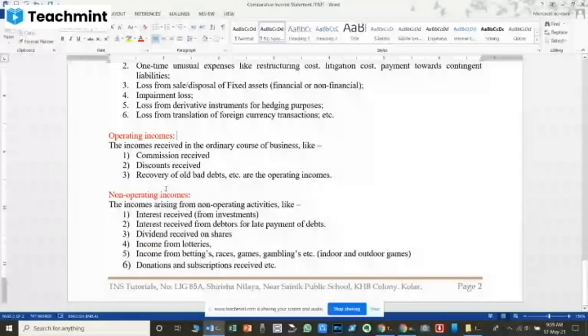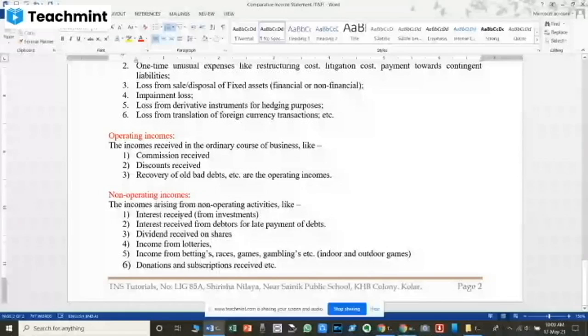Next, non-operating incomes. Any incomes derived from the business, but not directly related to the buying and selling, that is the trading activities, are called non-operating, non-trading. Keep in mind, trade means buying and selling. The incomes arising from the non-operating activities are, first, interest received from investments. We purchase shares or debentures or government bonds from our capital, and from those investments the company gets certain returns called interest received. It is not from the goods, it is from the investment, that is a capital asset.